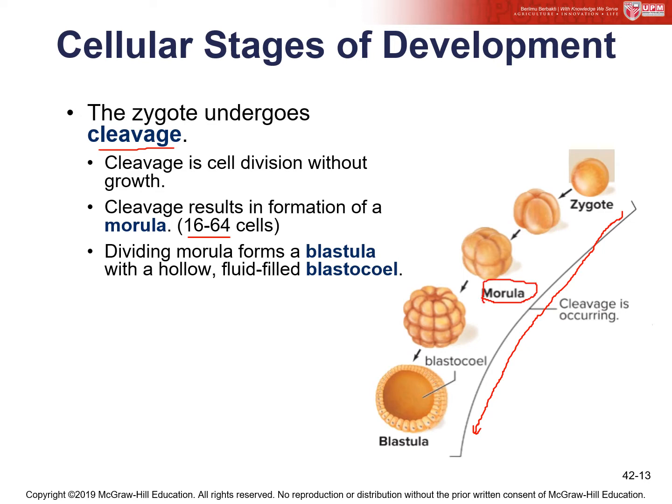A morula is considered a mass of cells, and later on this morula will start to form a cavity, which is a hollow cavity inside the mass of cells, and this hollow part we call the blastocoel. And now we no longer call it a morula, but instead we call it a blastula.